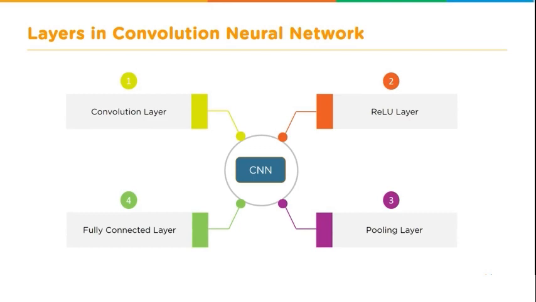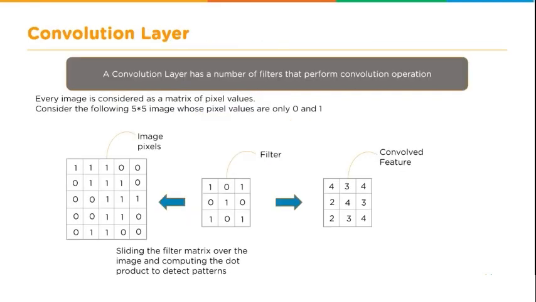So we have started to look at matrices. We've started to look at the convolutional layer and where it fits in and everything. We've taken a look at images. So we're going to focus more on the convolution layer, since this is a convolutional neural network. A convolution layer has a number of filters and performs the convolution operation. Every image is considered as a matrix of pixel values. Consider the following 5x5 image whose pixel values are only 0 and 1. Now obviously when we're dealing with color, there's all kinds of things that come in on color processing, but we want to keep it simple and just keep it black and white.